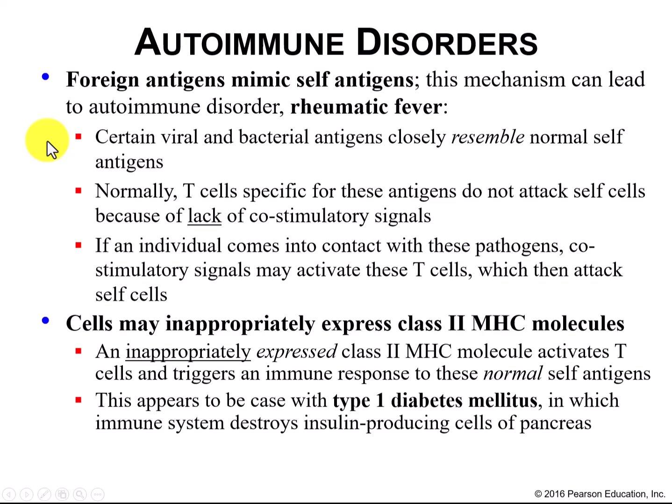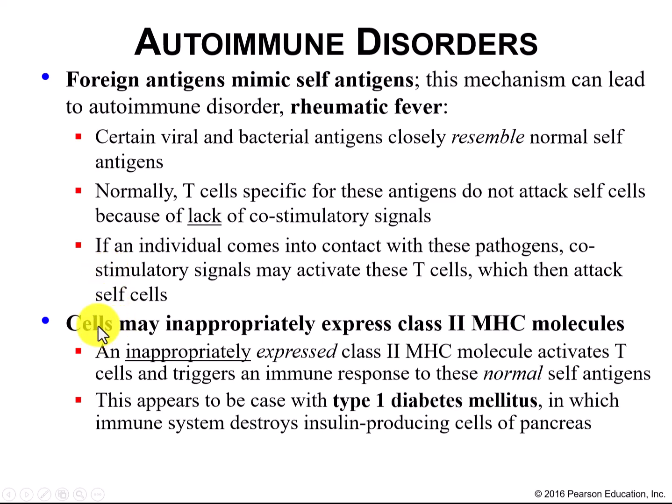You can also have where foreign antigens mimic self-antigen. This is rheumatic fever. Normal T cells don't normally attack, because they lack co-stimulatory signals. When you get rheumatic fever, you get the co-stimulatory signals, activate T cells, and they may attack self.